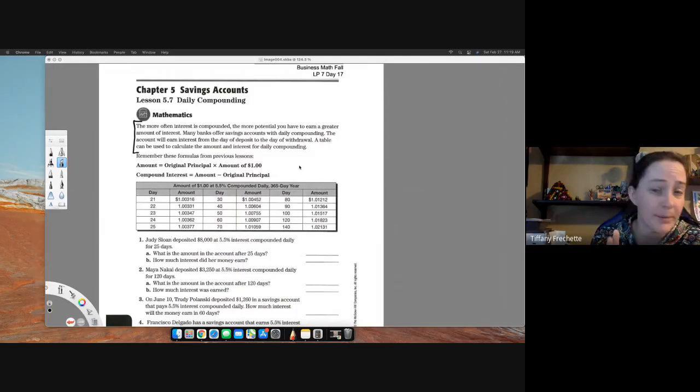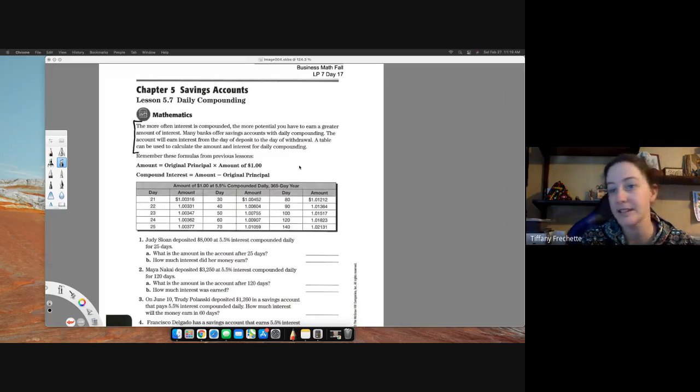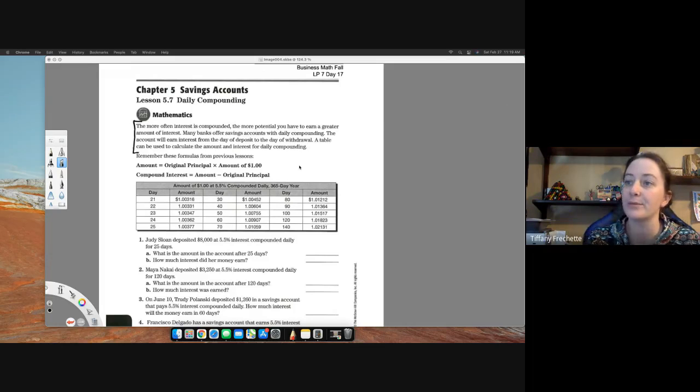All right. So we're going to go ahead and calculate some of these. We're only going to look at a couple of them. These are not super crazy calculations. So we'll go through how to use the table, and then we'll move on to the next section. Judy Sloan deposited $8,000 at 5.5% interest compounded daily for 25 days. What is the amount in the account after 25 days? How much interest did her money earn?